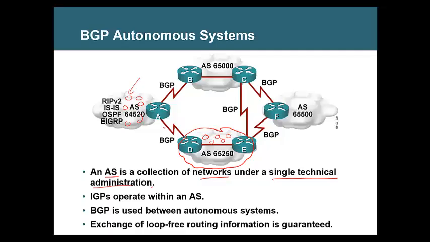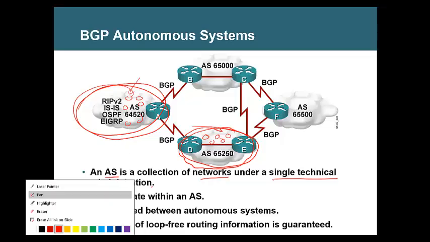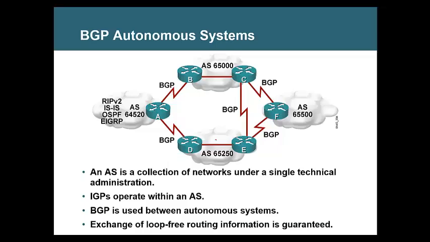Madhav and Co. is one autonomous system. All these routers are working for Madhav and Co. All these routers are working for Aaron and Co. They are two different autonomous systems because there are two different administrations. This is one administration called Madhav and Co. This is another administration, that is another autonomous system. So a collection of networks under single technical administration is called an autonomous system. Is that clear?